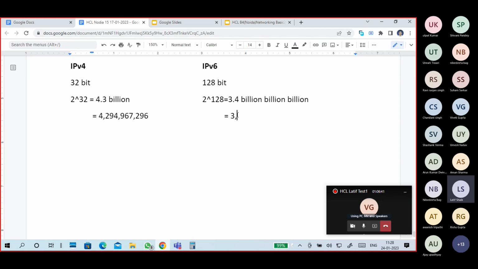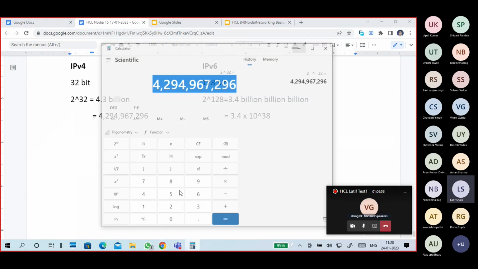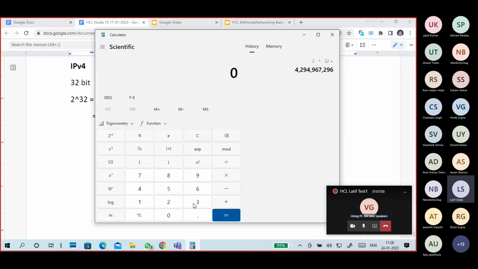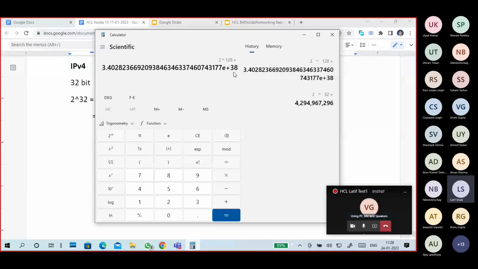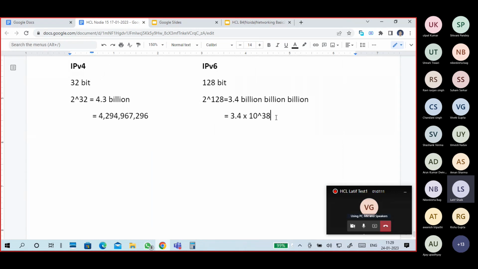Next, this is 3.4 into 10 to the power of 38. That much big means you take 34 and 37 zeros. If you want to calculate, calculate 2 to the power of 128. So it is E plus 38, which means 10 to the power of 38.